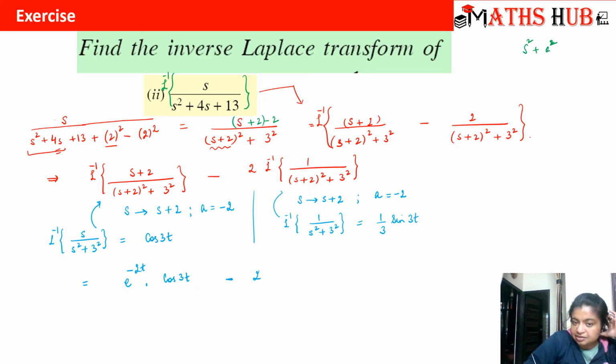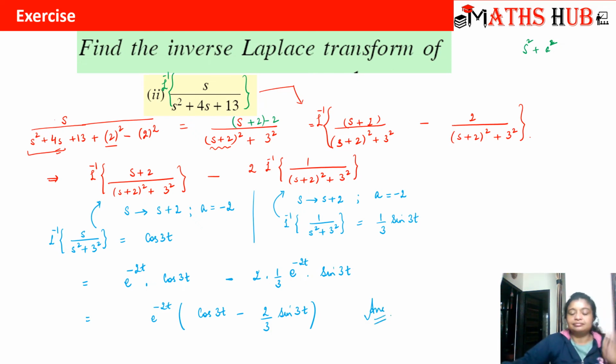So how will I get this term? When I shift s to s plus 2, that means I have to multiply with e raised to power minus 2t. So this term will become 2 by 3 e raised to power minus 2t multiplied by sine 3t. Right? So I can do one more step. I can take out e raised to power minus 2t common and I'll get cos 3t minus 2 by 3 sine 3t. Right? So this becomes my answer.